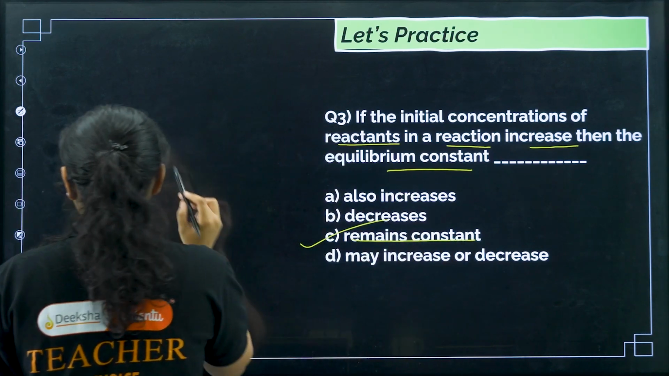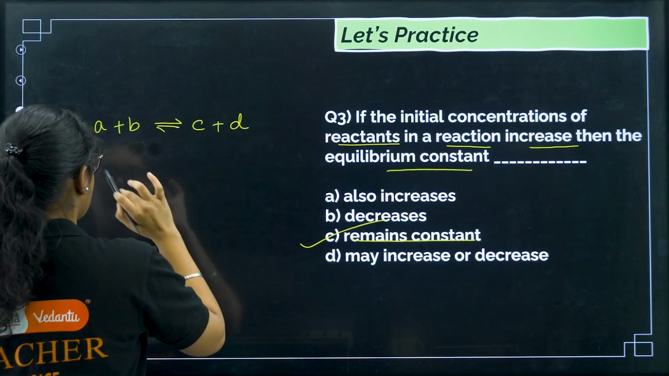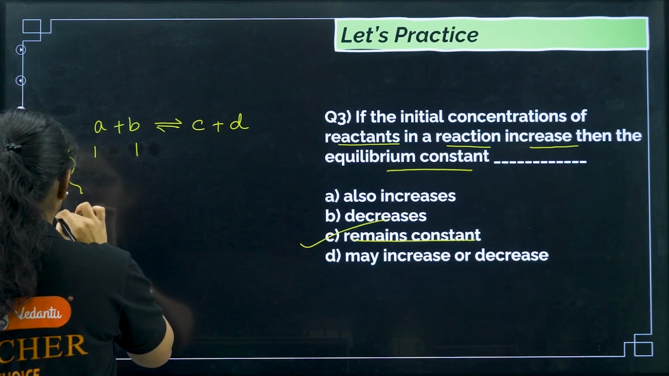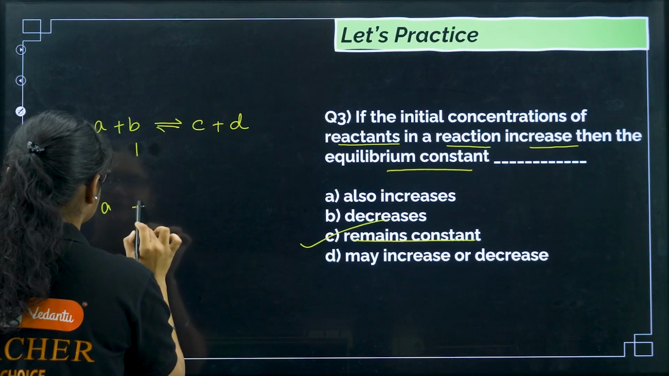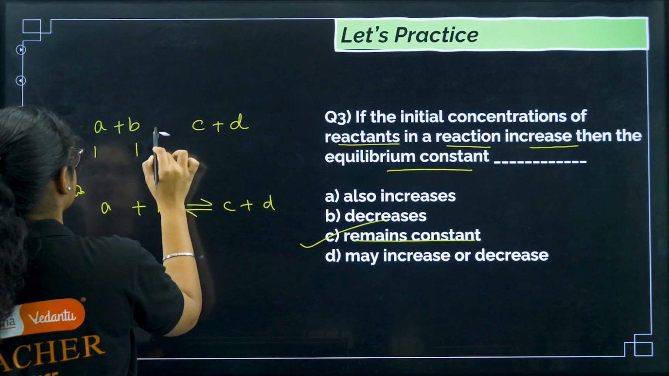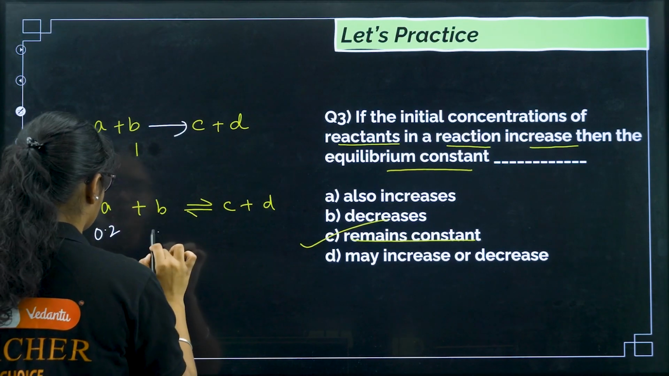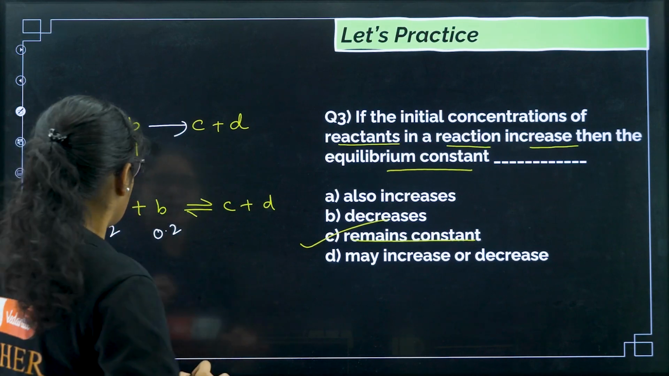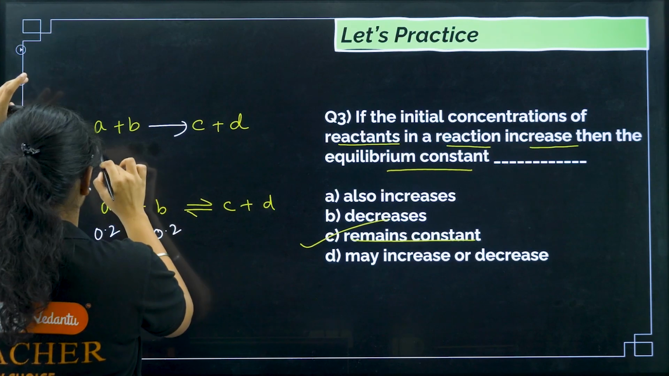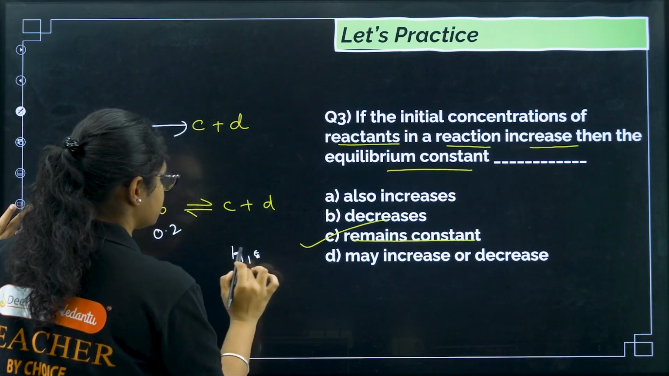Suppose you have a reaction A plus B giving you C plus D, and you started this with 1 mole of A and 1 mole of B. After 15 minutes the reaction is now at equilibrium. We don't have the equilibrium sign at the start because the reaction is not yet at equilibrium; we have just started. At equilibrium this is 0.2 and 0.2. In this case I found the value of the equilibrium constant is K1.